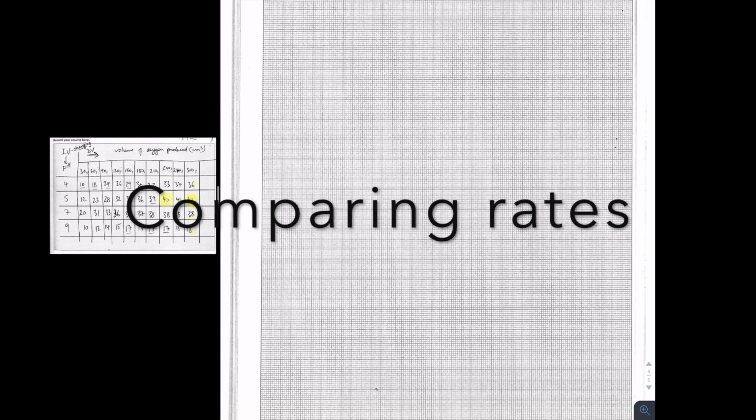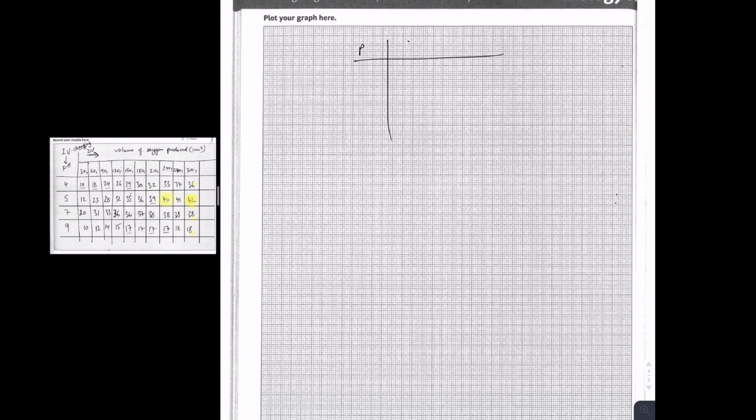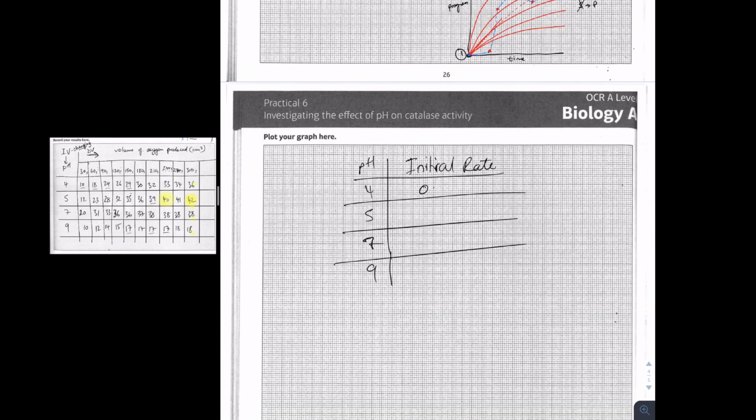Next, once we have our initial rates, what we'll be planning to do then is to have some kind of table where we have pH 4, pH 5, pH 7, and pH 9. Once we've done that, I would like you to make a table that compares pH to the initial rate. So for our first example, we would have 0.35. Units should go here, so initial rate in centimeters cubed per second. Okay, and then we'd have 0.35, we would have whatever at pH 5, whatever at pH 7, whatever at pH 9.